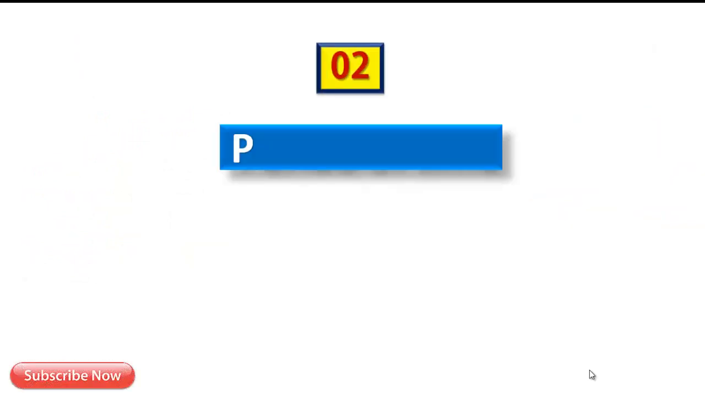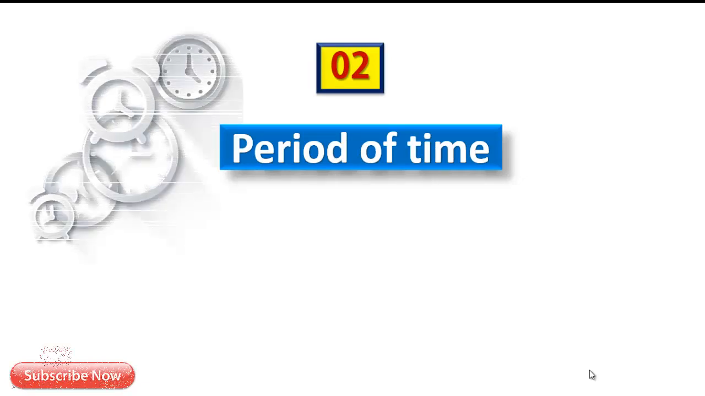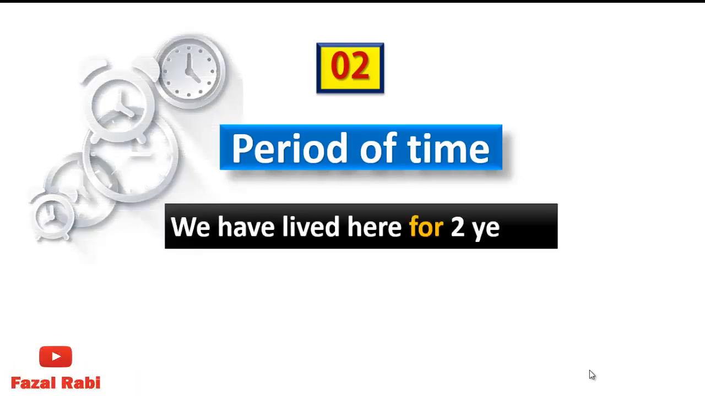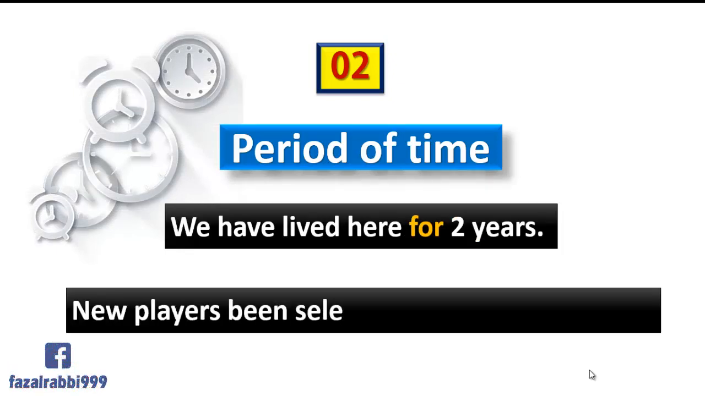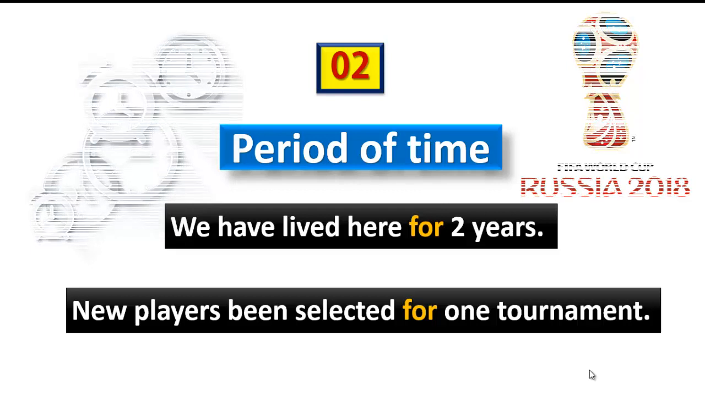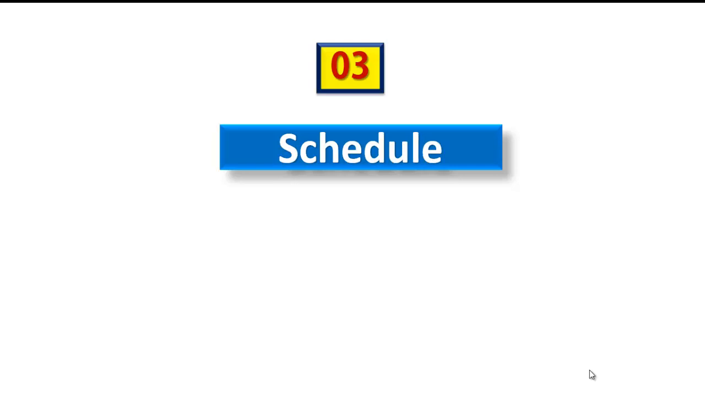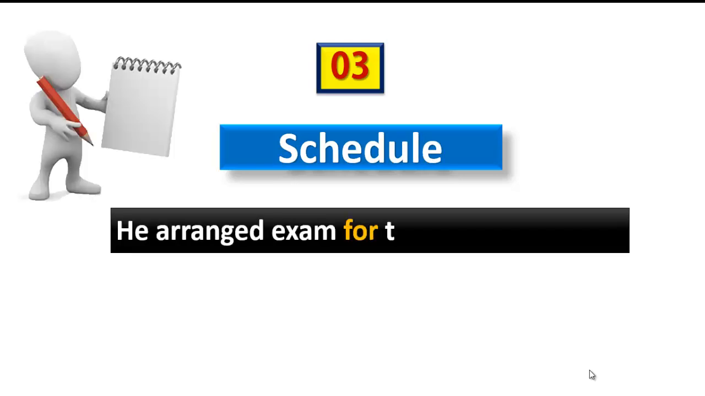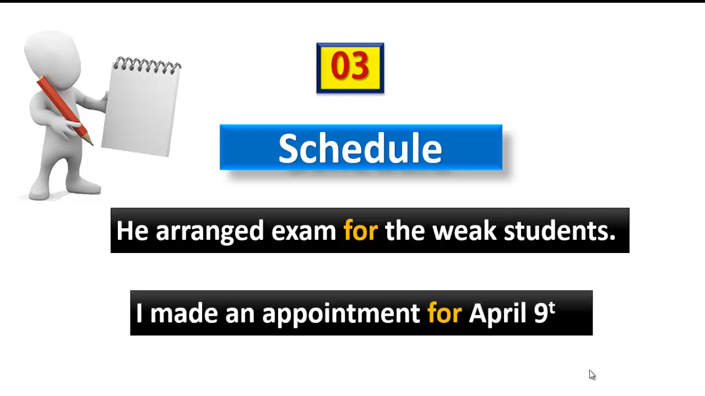Case number 2, it should be used for a period of time. For example, we have lived here for 2 years. Second example is, new players have been selected for one tournament. So here, one tournament is also a period of time, because this tournament will be played in a specific period of time. Case number 3. It should be used for schedule. For example, he arranged an exam for the weak students. Here, the schedule has been defined. I made an appointment for April 9th.